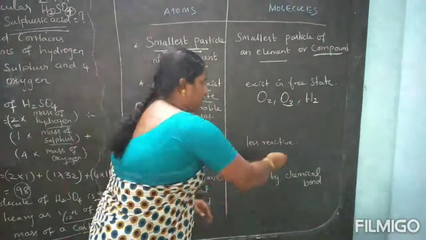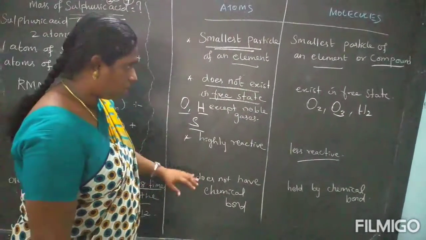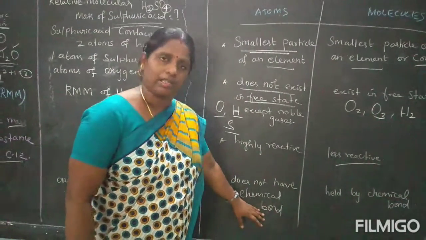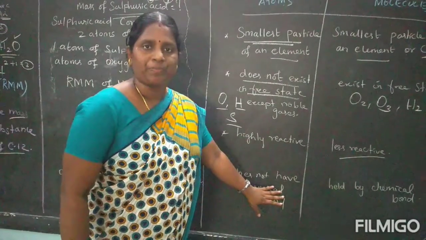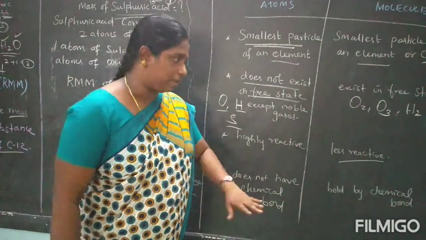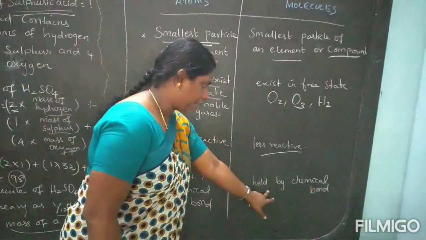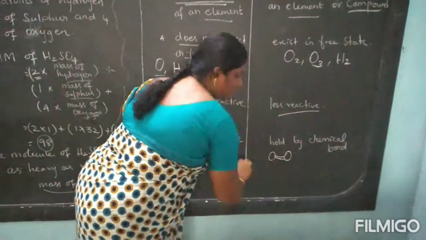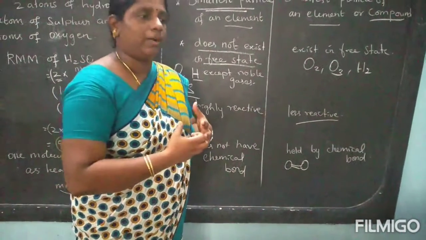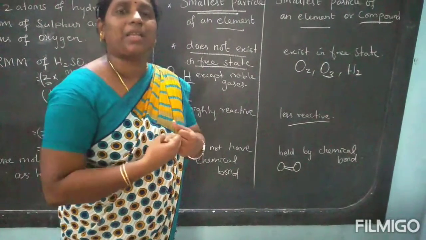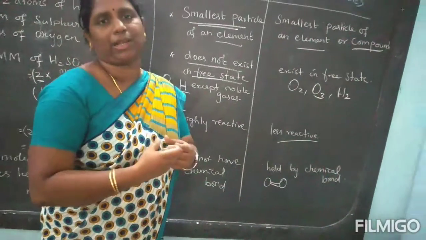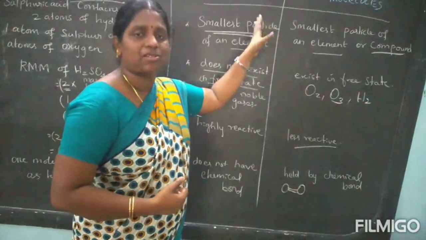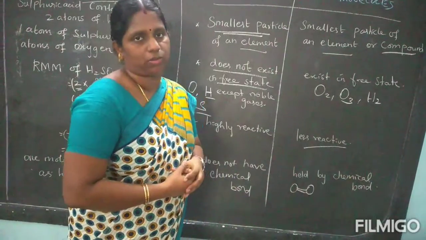But molecules are less reactive. The fourth point is that an atom does not have a chemical bond, because it's a single oxygen or hydrogen. But molecules are held by a chemical bond, for example oxygen, nitrogen. They are held by a chemical bond, meaning a strong force of attraction between the two atoms. So these are all the differences between atoms and molecules.